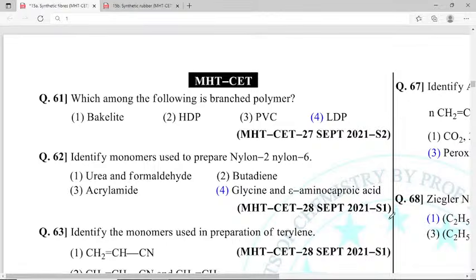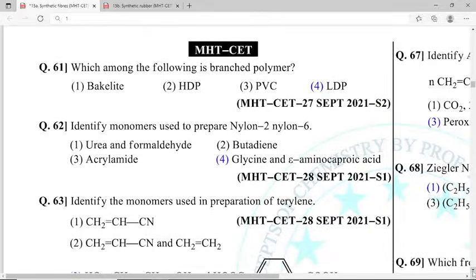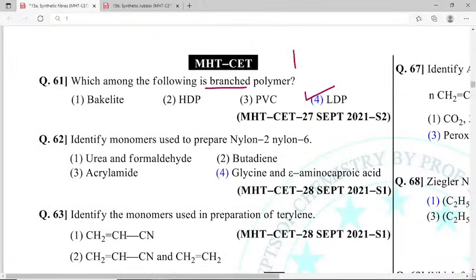Which among the following is a branch polymer? Identify the branch polymer. Low density polythene. Very important question, so please note it down. Important question for 2026 also. Which among the following is a branch polymer? Low density polythene.